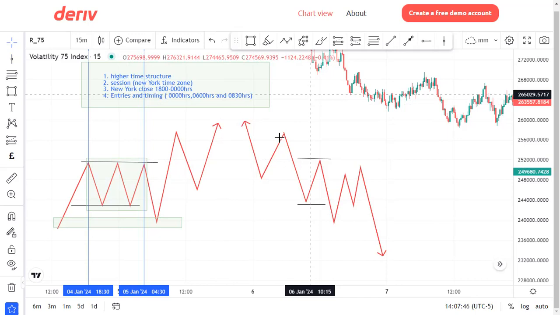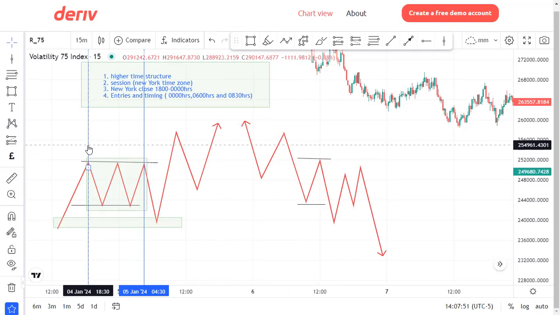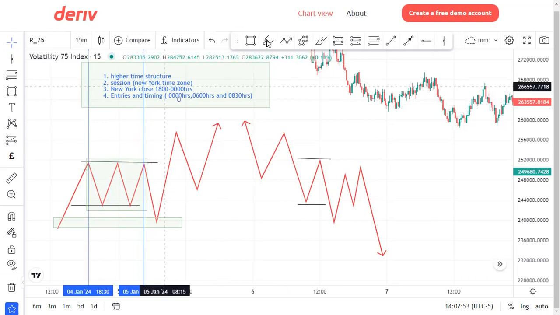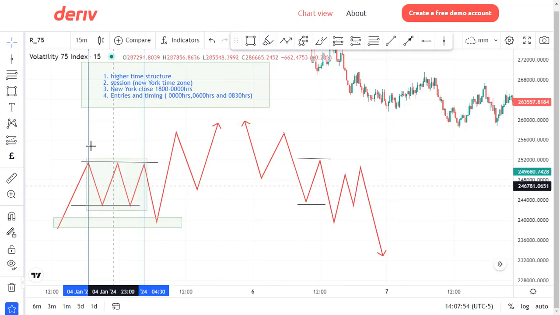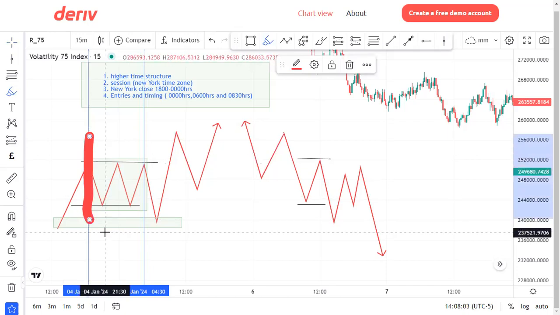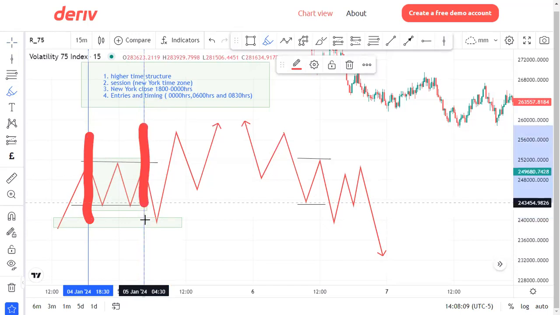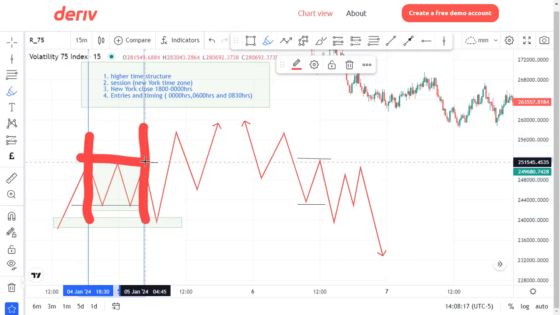So, okay, let me continue. You see this first blue line I've shown you? This is your 6 p.m. New York close. Then this is 12 midnight, New York open. You will find that during this period your market will consolidate. So what you do is mark your session high and session low.